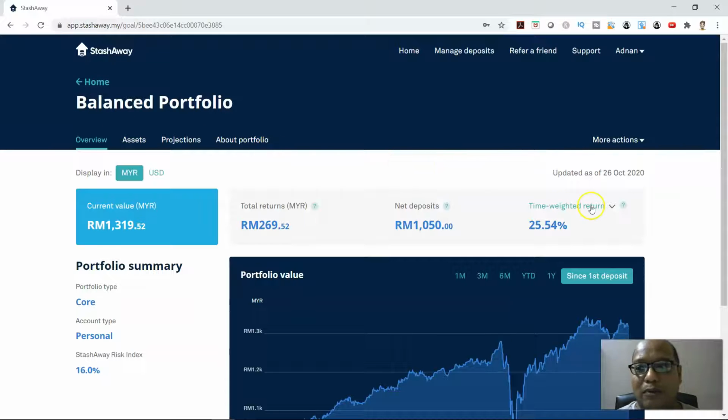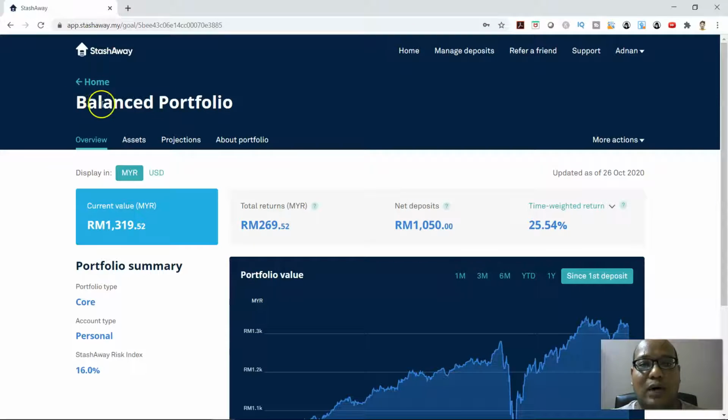With regards to the balanced portfolio, over here we can see this particular return, which is time weighted and also money weighted. However, the Wahid calculations for returns use a different method. So for us to do an apples-to-apples comparison, I'm going to do a very simple way of getting our returns, which is the old-fashioned total returns divided by the net deposits, and we will annualize it. That way, we can compare the returns for both StashAway and Wahid.